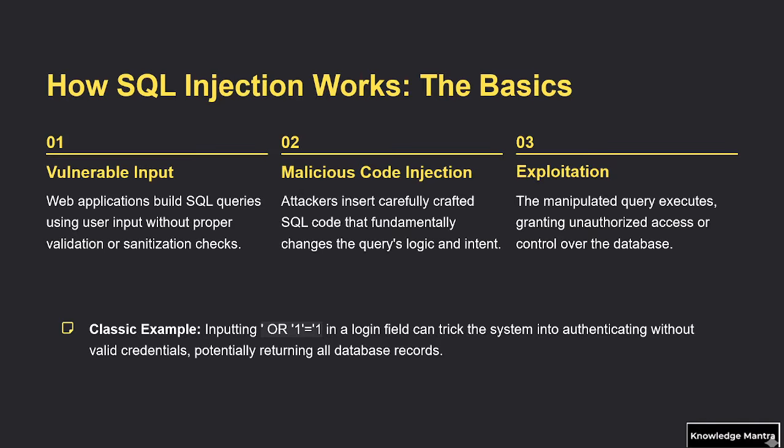Step 2, malicious code injection. This one I am going to discuss in detail, and I'm also going to show some examples for your better understanding. In malicious code injection, the attacker enters harmful SQL commands. For instance, typing double quotes or 1 equals 1 instead of a normal username. This small change alters the query's logic. This I'll show you in the example, how the hackers are doing that.